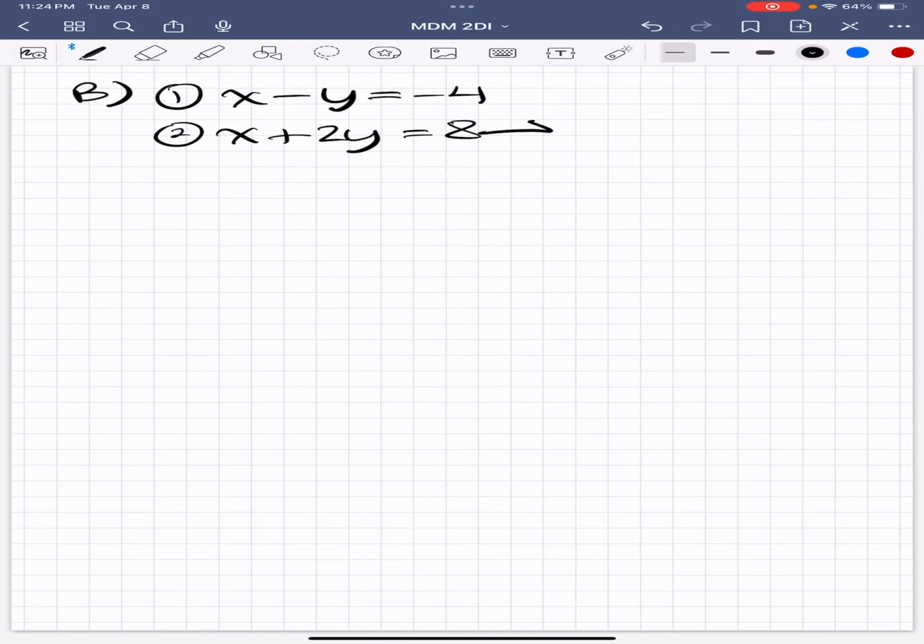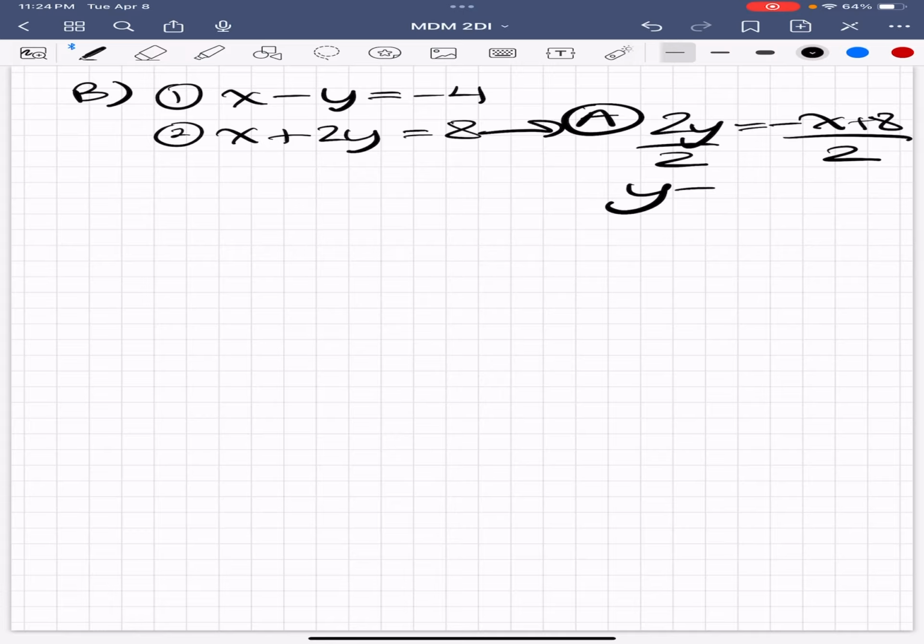So we have equation A, which is 2y equals negative x plus 8, over 2, over 2. y equals negative 1/2 x plus 4. And I'll do red, because 2 is common on the top and the bottom, and we divided both sides by 2 to get rid of the 2 and isolate y in itself.